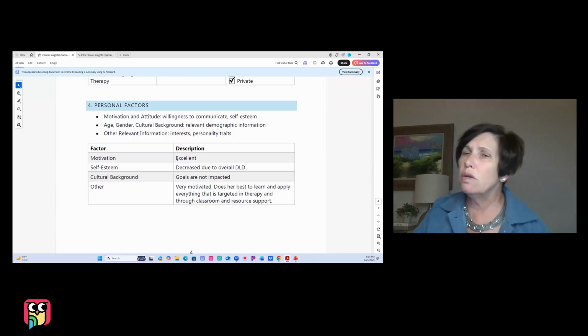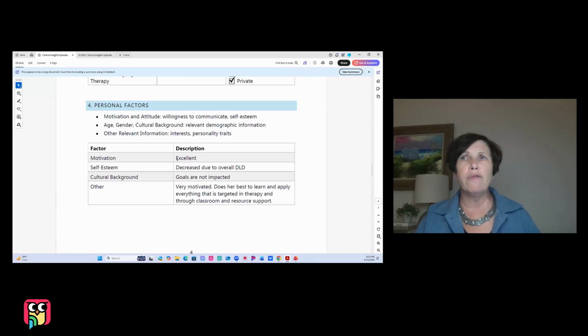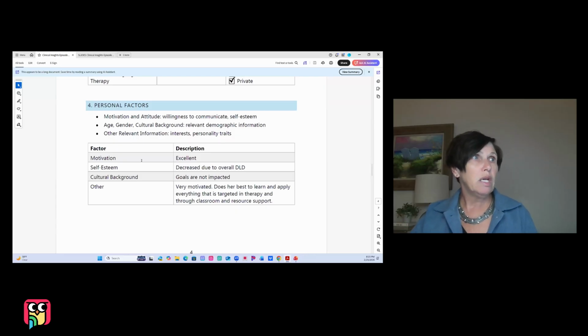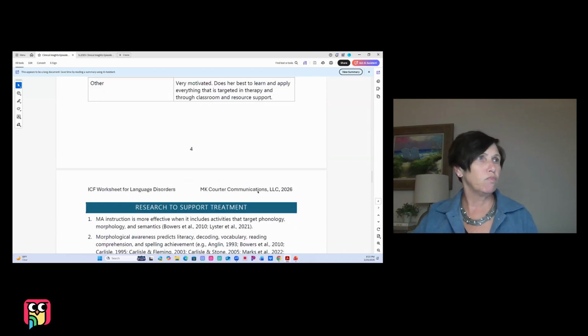Cognitively, the neuropsych testing is showing an IQ of around 90, 95. But with just resource support at school, tutoring, and private speech therapy, she's maintaining A's and B's in a traditional regular classroom. Self-esteem decreased overall due to the developmental language disorder and that flexibility in thinking, not necessarily in regard to morphology and how it's impacting her. Cultural background, goals are not impacted based on cultural background. Very motivated. She does her best to learn and apply whatever we are working on.